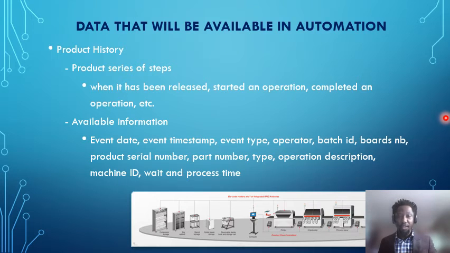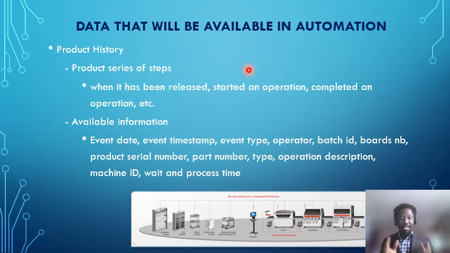Data that will be available in automation, like I said, is the production history also. There will be the production series of steps, when it has been released, when the production starts an operation, when it completes an operation, all those things will be there.